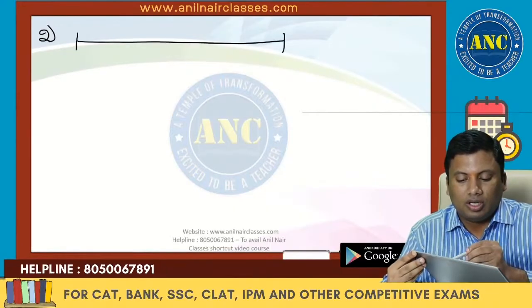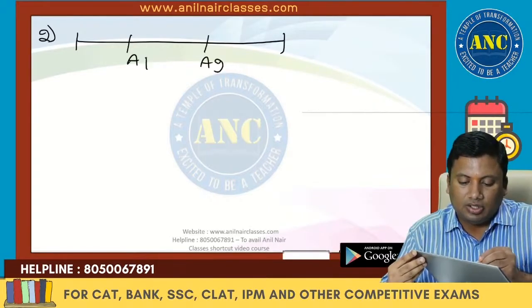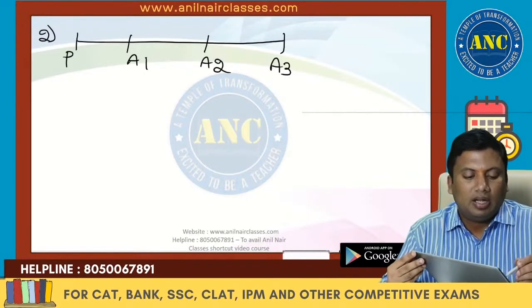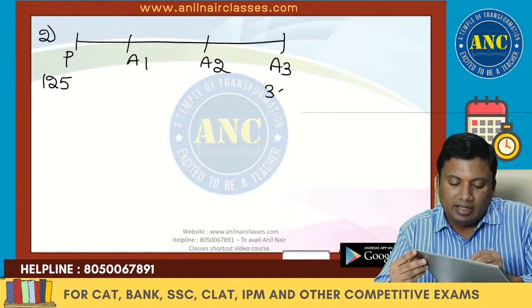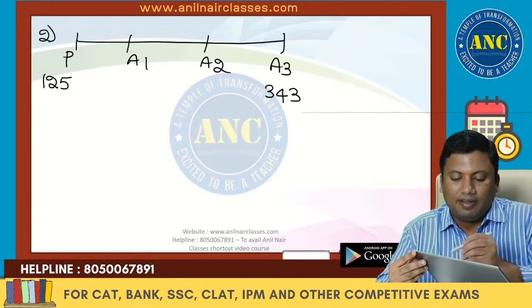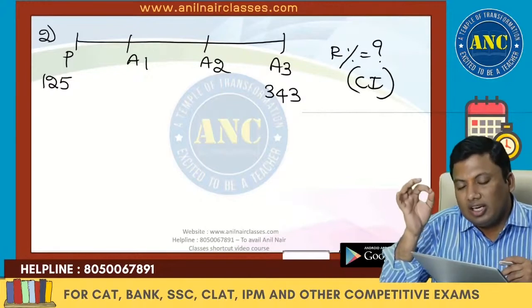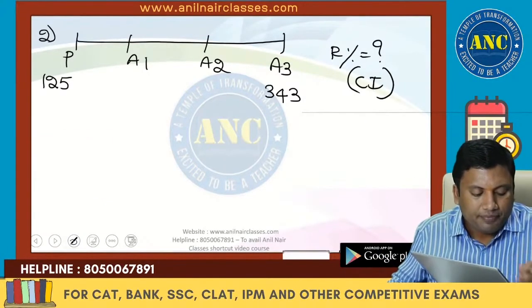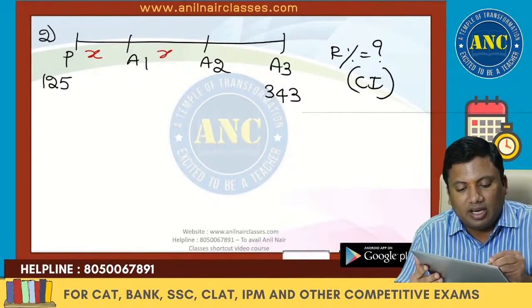One more question. These are nothing but A1, A2, A3, and P. Initially the sum is 125, and this is 343. Find the rate of interest in compound interest. Not a single formula will I use in any of my aptitude classes. P, A1, A2, A3, the multiplication factor remains the same.